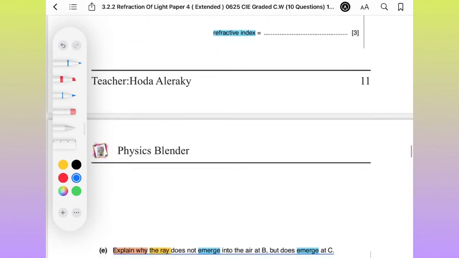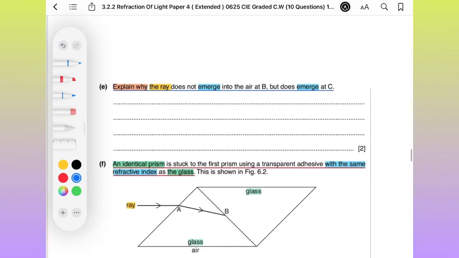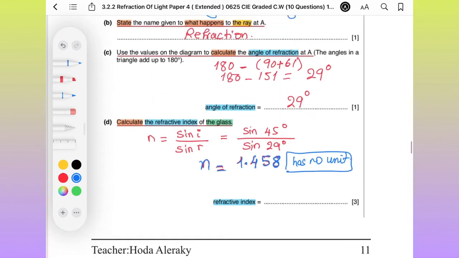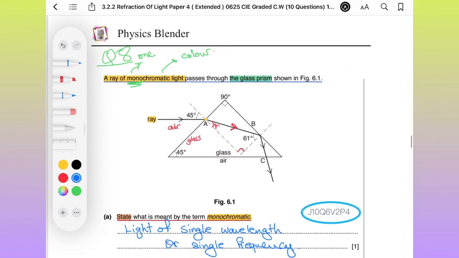Okay, back to our question. Part E: explain why the ray doesn't emerge into air at B, but it does emerge at C. Back to the diagram here, we have B and we have C. At B, total internal reflection takes place. Why? Because the angle of incidence is greater than the critical angle, so 61 is greater than the critical angle. When it emerges here in air, the angle of incidence is less than the critical angle, so it will be refracted.